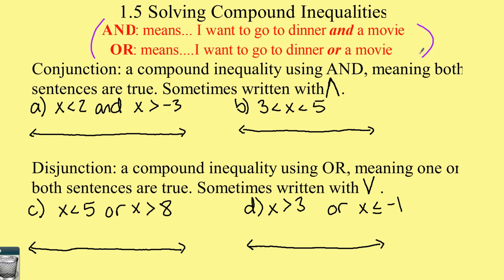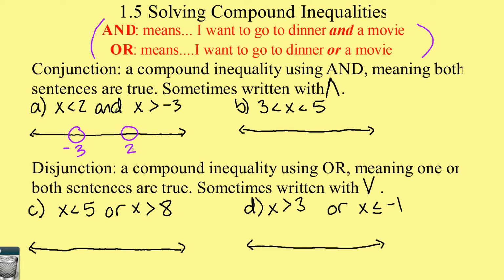So an "and" statement is a conjunction statement, meaning both sentences are true. So when we go to graph, we now have two important numbers, 2 and -3. You want to make sure you put both numbers on your number line and that you put the smaller one to the left. So -3 to the left and 2 to the right.